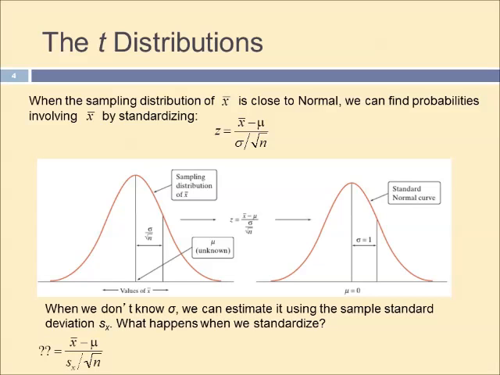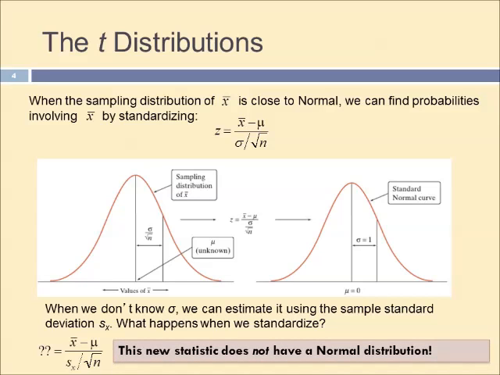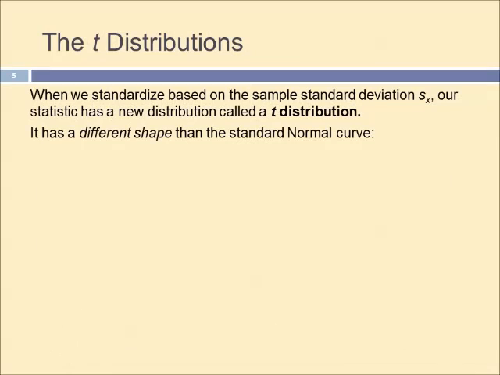Okay, when we don't know sigma, we can estimate it using the sample standard deviation. What happens when we standardize? Well, here we're saying what is x bar minus the hypothesized mean divided by the sample standard deviation over the square root of n. It turns out this new statistic does not have a normal distribution, like we'd like. So when we standardize based on the sample standard deviation, the new statistic has a distribution called a t-distribution. It has a different shape than the standard normal curve.